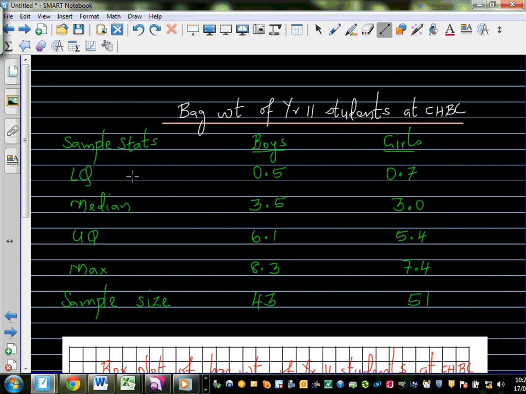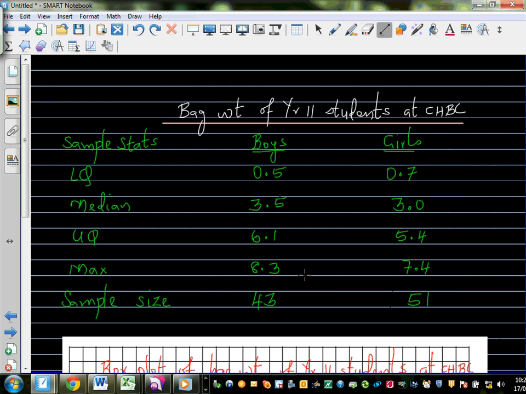The lower quartile for boys and girls are respectively 0.5 and 0.7. Median is 3.5, 3. Upper quartile is 6.1, 5.4. Maximum is 8.3, 7.4. Boys had a sample of 43 students, and girls had a sample of 51.